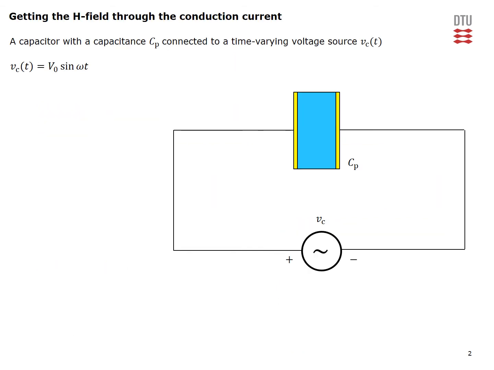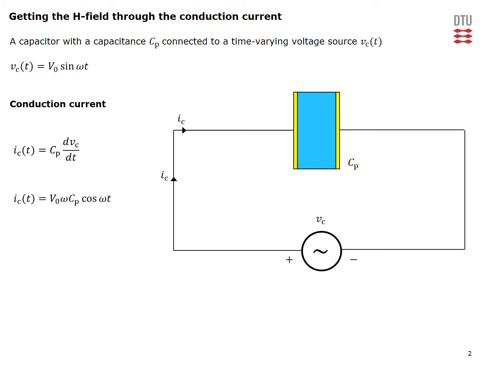So this is our configuration of a capacitor with capacitance Cp, which is connected to a time-varying voltage source. The voltage is given by the expression here, where V0 is the amplitude of the voltage, omega is the angular frequency, and t is the time. The voltage source will give rise to a current in the wires of the circuit, and this is more specifically known as conduction current. By using the capacitor equation given by the expression here, we can easily determine the value of this conduction current.